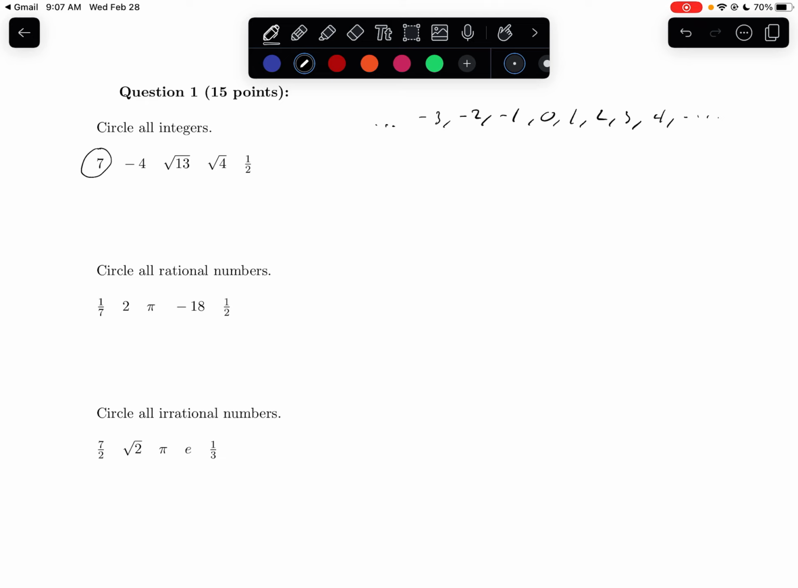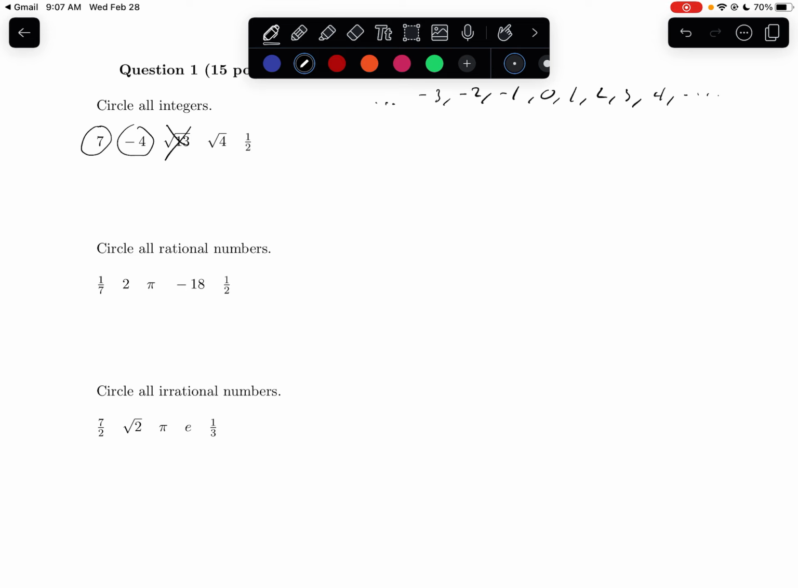Negative 4 is as well. That would be an integer. The square root of 13, that is not. The reason it's not is because we can't simplify that any further. The square root of 13 is the simplest way we can write the square root of 13. It is not simplified to a positive or negative counting number, so that is not one of our integers here.